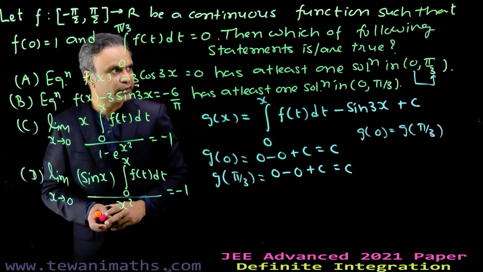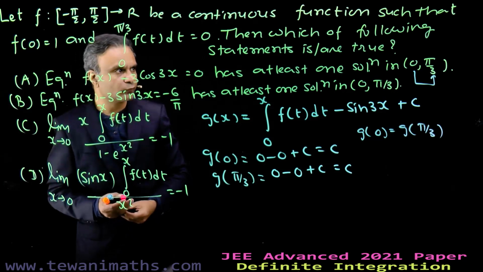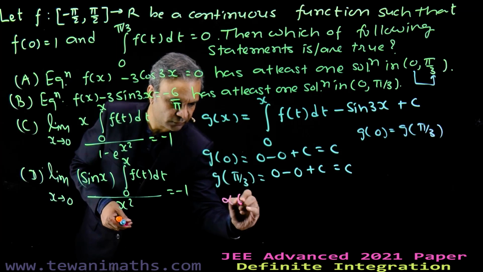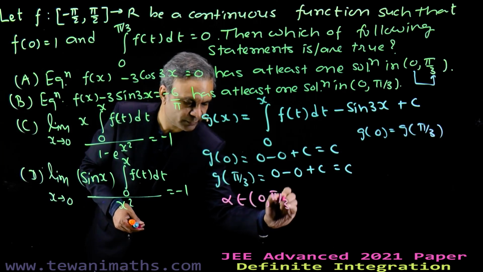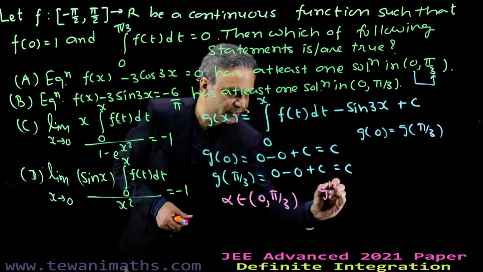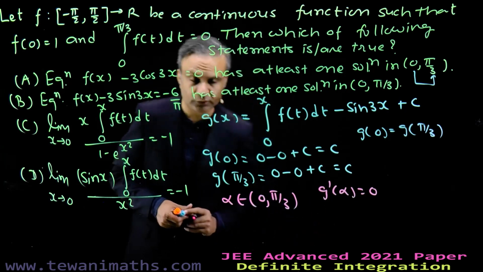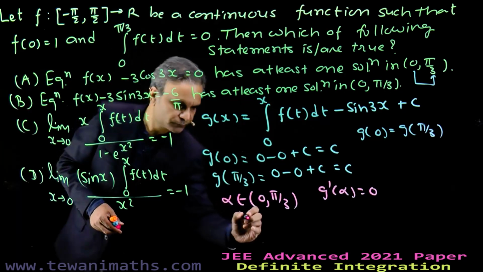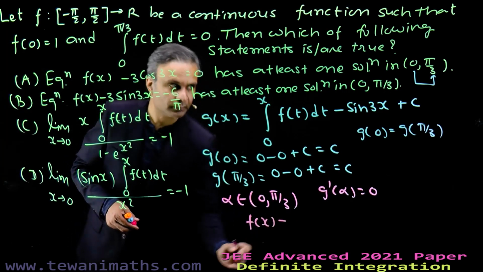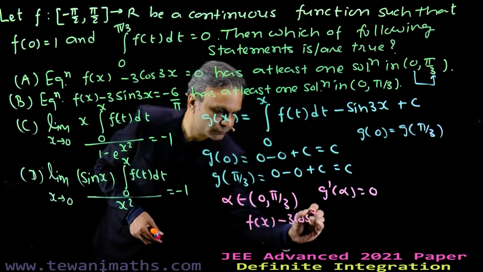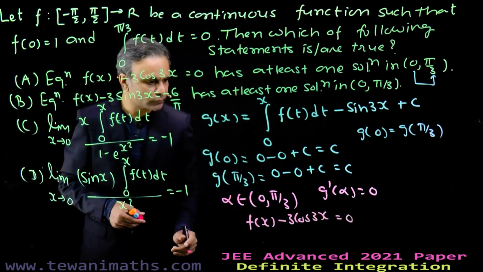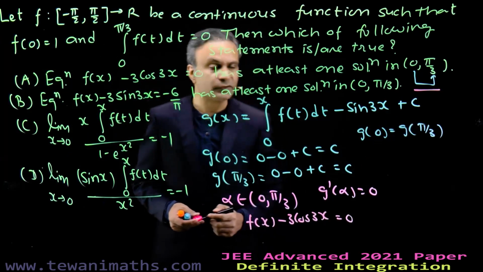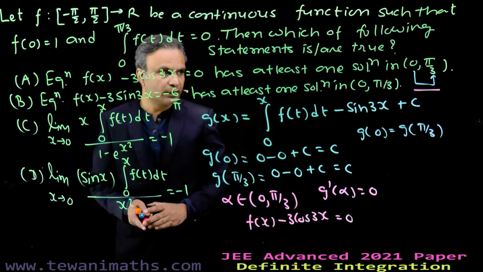Okay, so here Rolle's theorem is applicable, and from its argument we can say there exists at least one alpha belonging to 0 to pi by 3 for which g dash alpha will be equal to 0. And the derivative of this is f(x) minus 3 cos 3x equal to 0. So this equation has at least one root in the interval 0 to pi by 3. So here we are using Rolle's theorem.